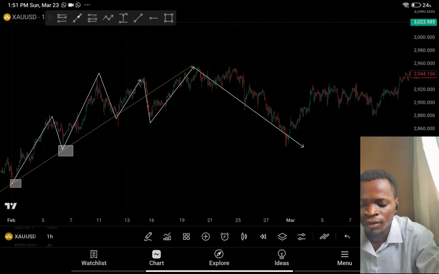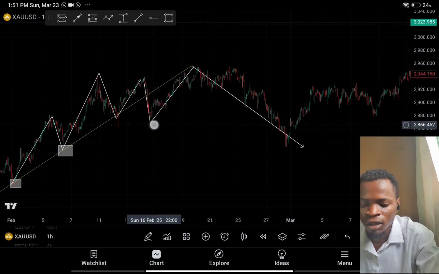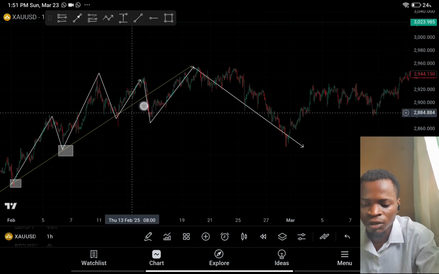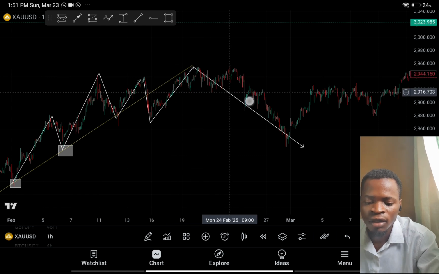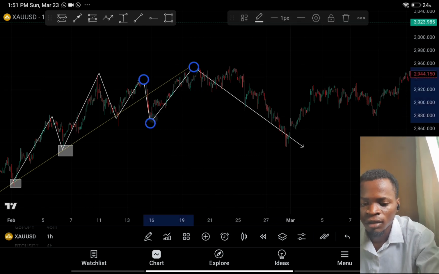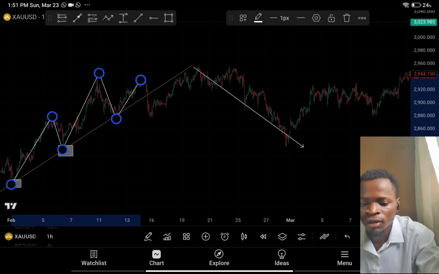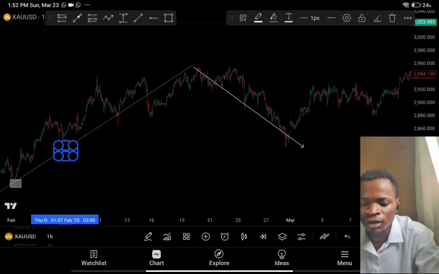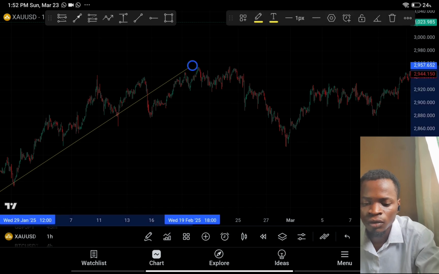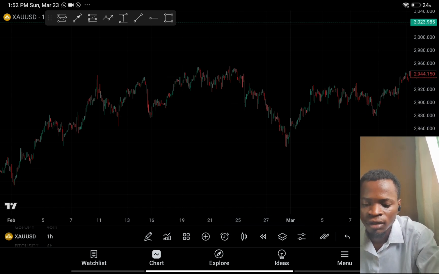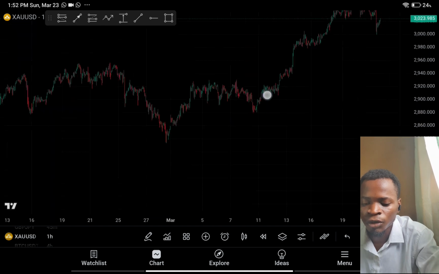You see, price broke out from the trend line. The trend is still valid. The trend line is still valid. Price came back, tested on the trend line, then started coming down. You see, a trend line is a tool that is very easy to analyze. So that's for the uptrend.